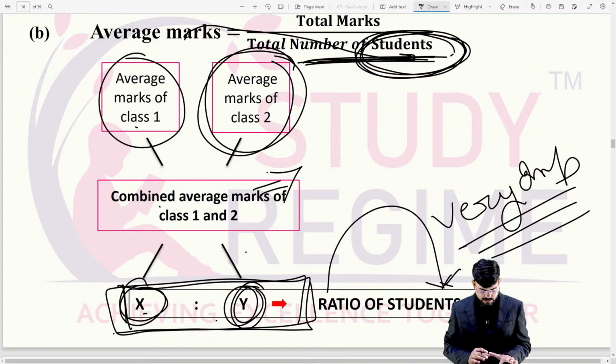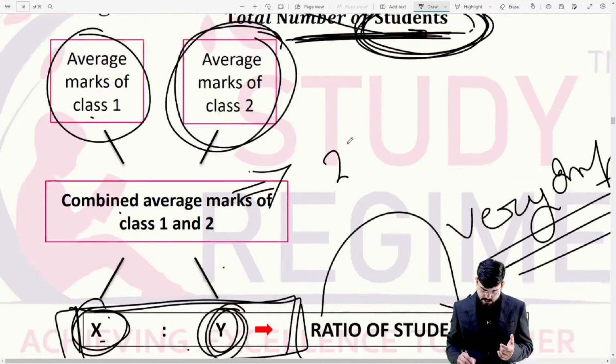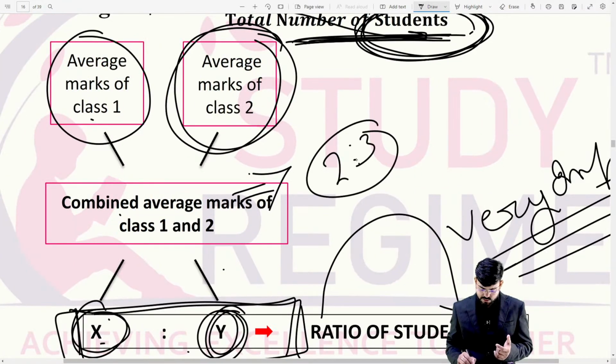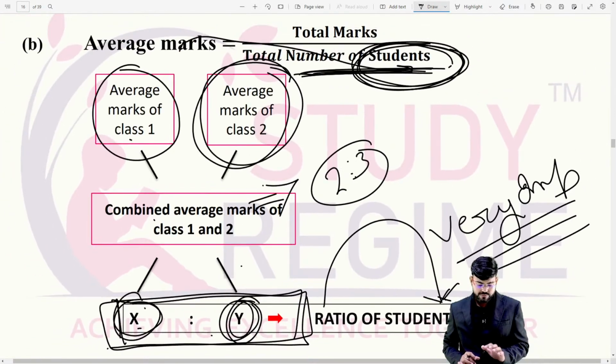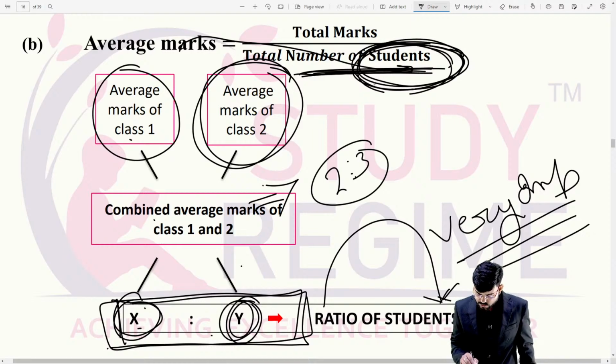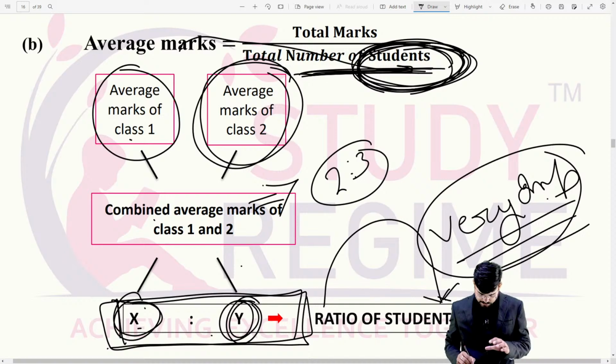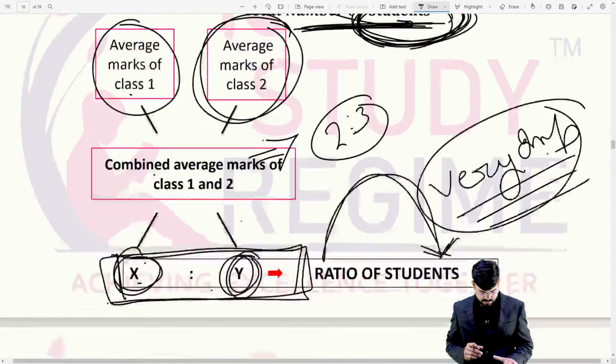Clear? The average marks of class 1 is mixed with the average marks of class 2. Now you get the combined marks. You just subtract it. You get values of x, something like 2:3 or 1:2 or 4:3. You can get any value, but you should know what these values are. Since we are talking about the average marks, it will become the ratio of the number of students. It is a very important point. Clear up to then? Let's move on.